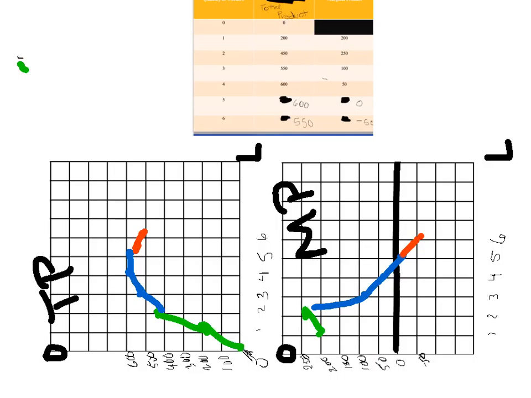Stage 1, increasing returns. Stage 2 is constant. We do not have that on this graph. So then we move straight to stage 3, which is diminishing returns, and then into negative returns, stage 4. Hopefully that all made sense.